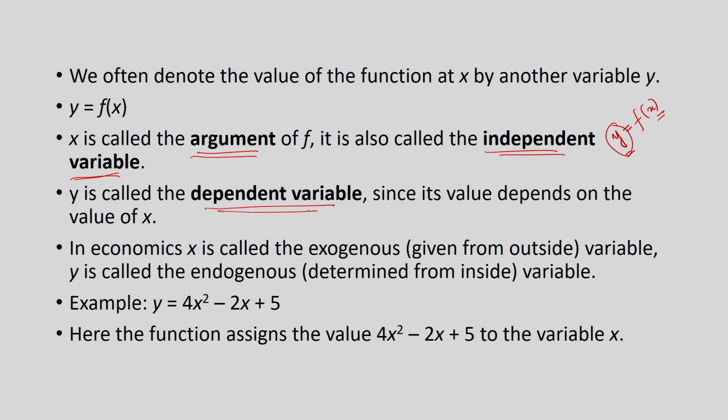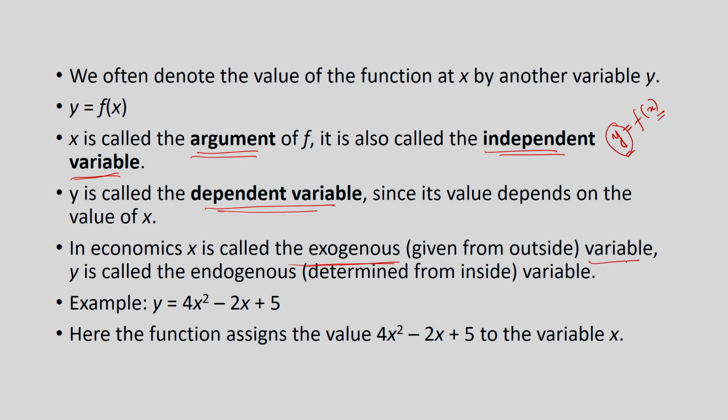Why? Because why is it called the dependent variable? Because it depends on the value of x. So, it does not have any freedom of its own, it has to follow the value of x given the rule of f. In economics, x is sometimes called the exogenous variable.